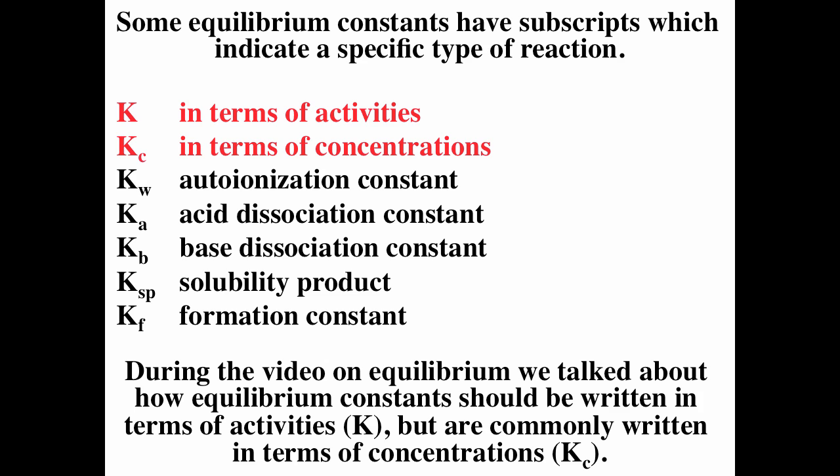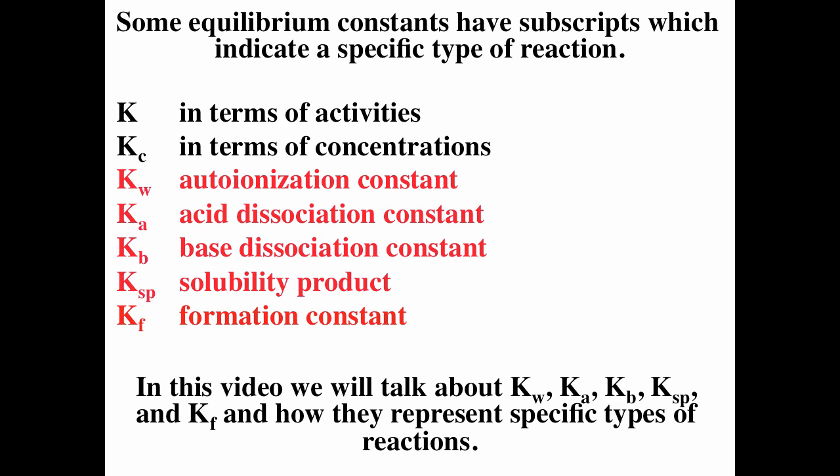Now in the previous video in equilibrium, we talked about K in terms of activities and K sub C in terms of concentration. K without the subscript is in terms of activities. It's the proper thermodynamic equilibrium constant. Often equilibrium constants are written in terms of concentrations, and I denote that as a K sub C. Now there's also Kw, Ka, Kb, Ksp, and Kf. Kw is the ionization of water. Ka is the acid dissociation constant. Kb is the base dissociation constant. Ksp is the solubility product, going from solids to aqueous ions. And Kf is a formation constant.